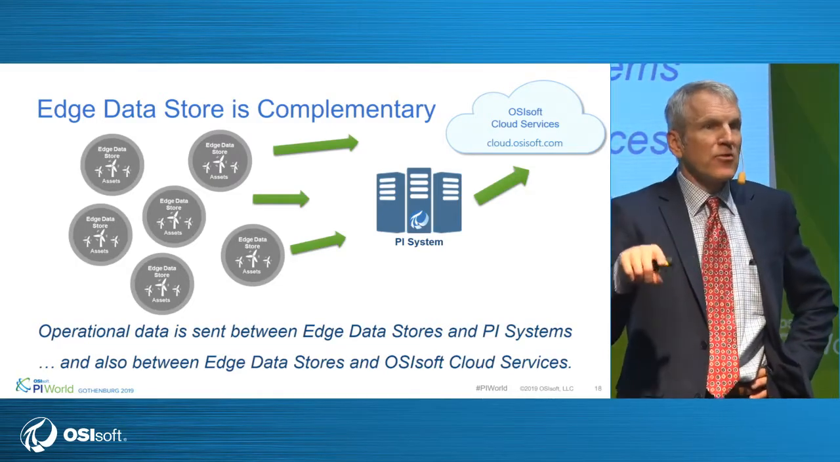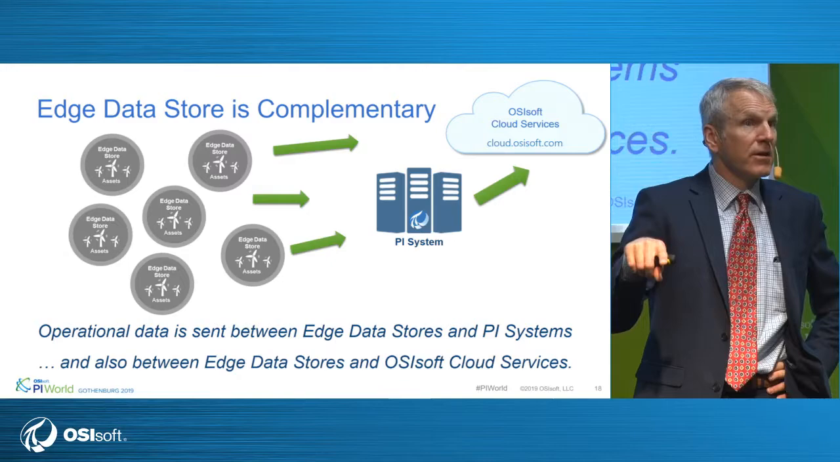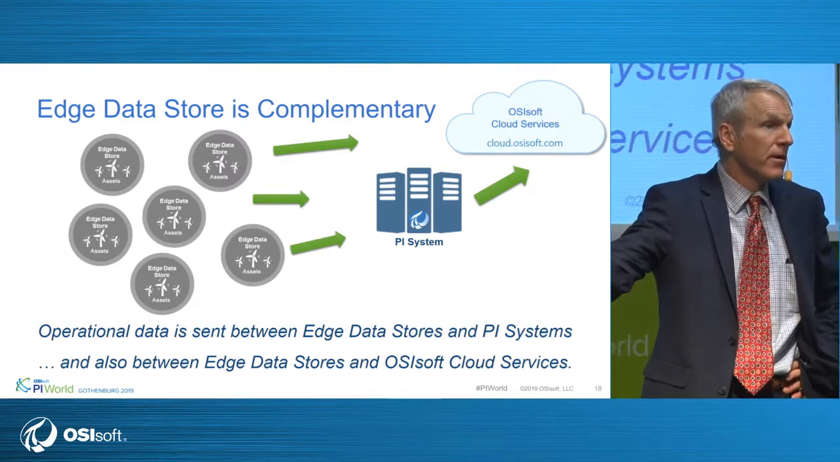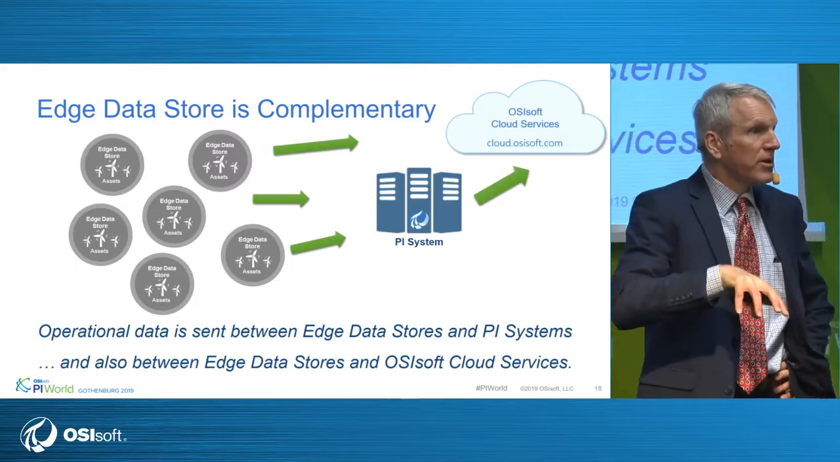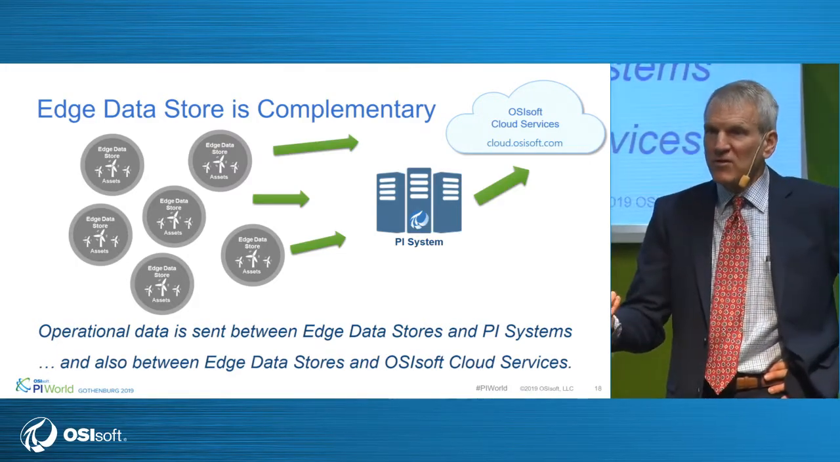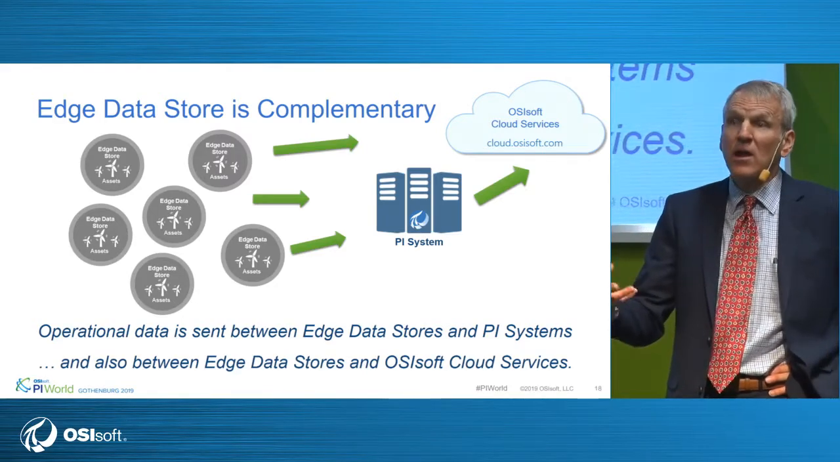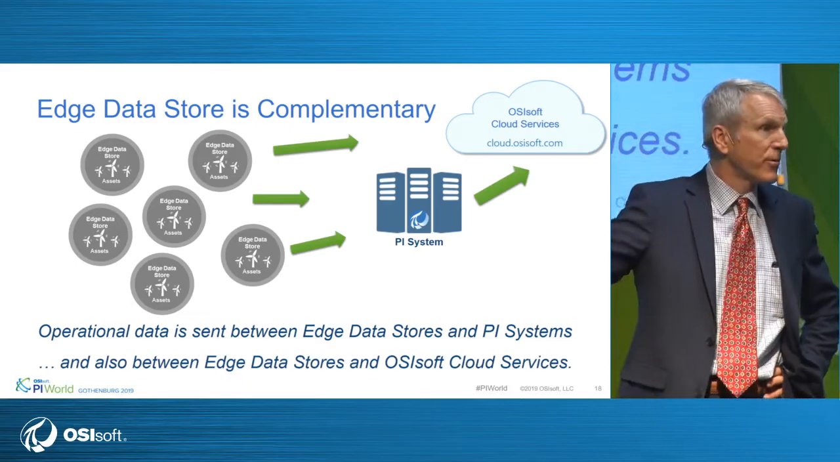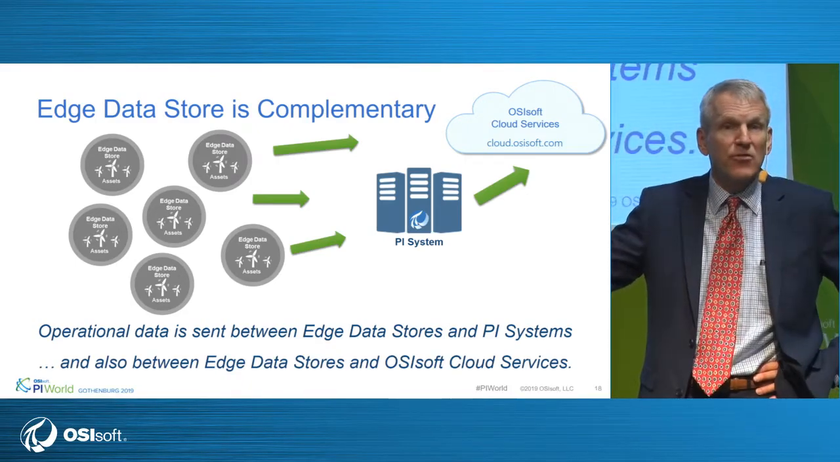You heard Greg talk this morning about Pi as our system of record. OSIsoft Cloud Services in the future may be your system of record. Edge Datastore, although it does persist data, we expect it to be a temporal storage. We expect it to run on small devices where there's not a lot of storage available, and eventually that data will need to go into your system of record, your Pi servers or your cloud services.